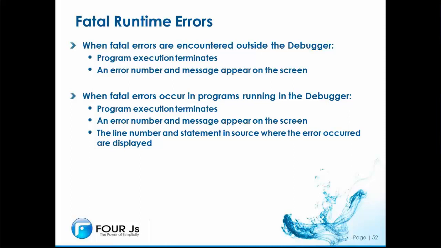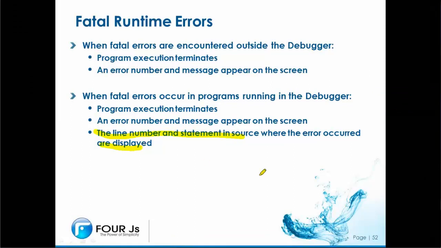All right, so fatal runtime errors. When fatal errors are encountered outside the debugger, of course the program bombs and terminates, and you get an error number and a message on the screen about the fatal error. You get a little more information when you're inside the debugger running a debugger session. If you notice, it's identical bullets down to the last one. In the last one, you get one more line of information, the line number and the statement in the source where the error occurred. So you do get a bit more information if you're inside the debugger running a debug session when you have a fatal error.